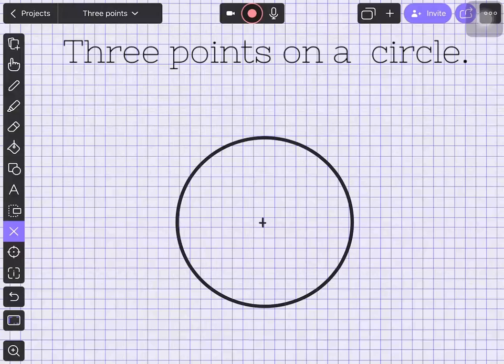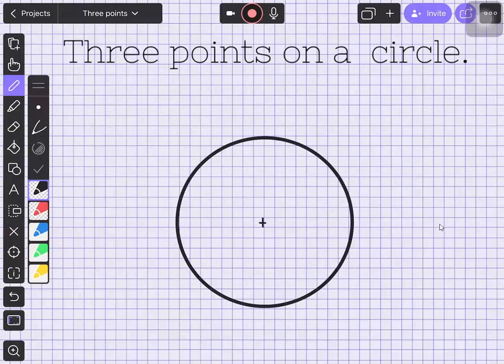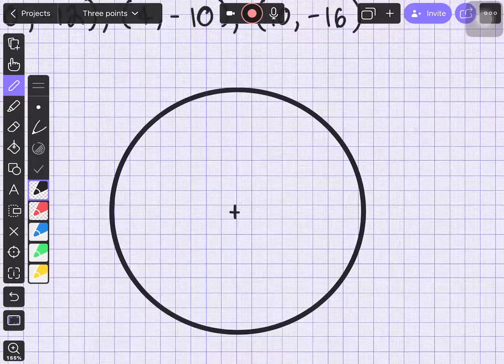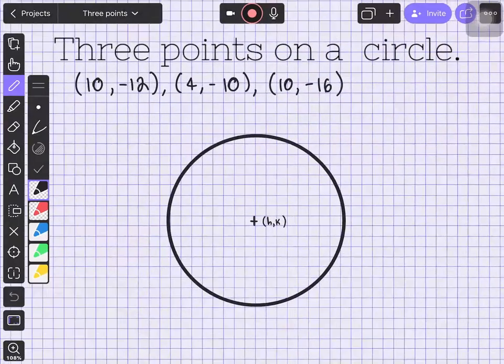Now, what happens if they give you 3 points on a circumference? Let's say they give you 10 comma negative 12, 4 comma negative 10, and 10 comma negative 16. All right. You know these 3 points are on the circumference. The center, which we know is h comma k, we don't know. So how are we going to get the equation of the circle?